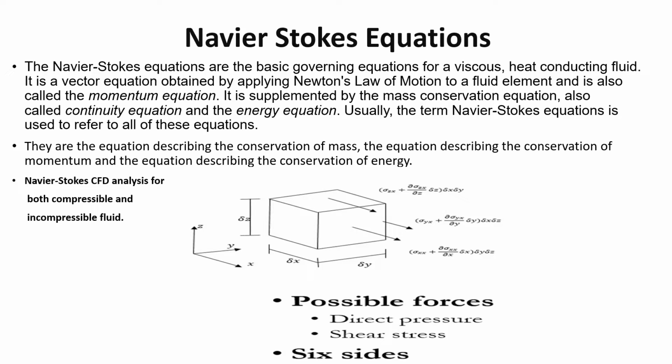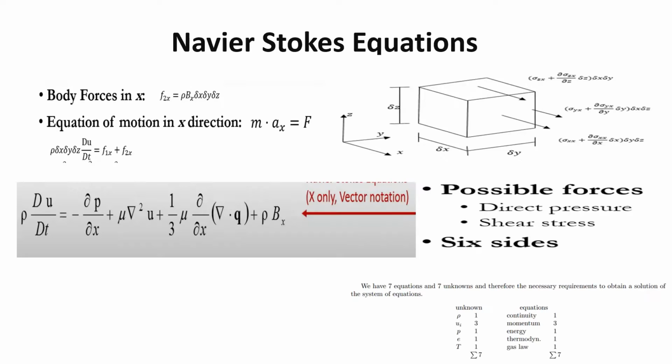We have direct pressure that can act on all sides, but we also have shear stress that can act on all sides. So let's add up all the forces on all six sides, and now we have the equation right here. As you can see in the equation, now we have to add one extra force.